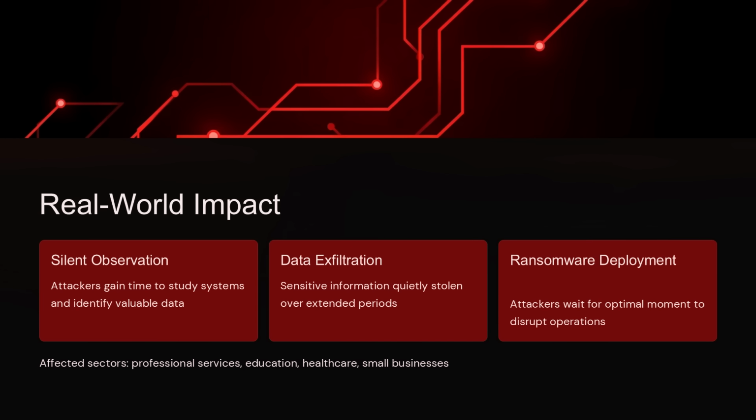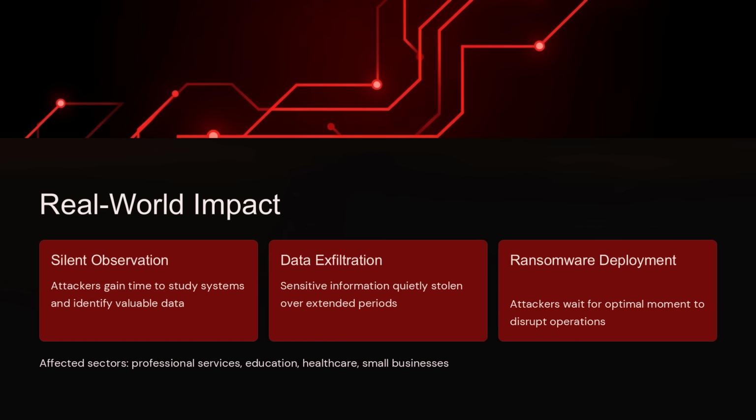Once attackers establish remote access, they gain time and visibility. They can observe how systems are used, identify valuable data, and understand internal processes. In some cases, attackers use this access to quietly exfiltrate sensitive information over long periods. In others, they wait until the moment is right to deploy ransomware or disrupt operations.